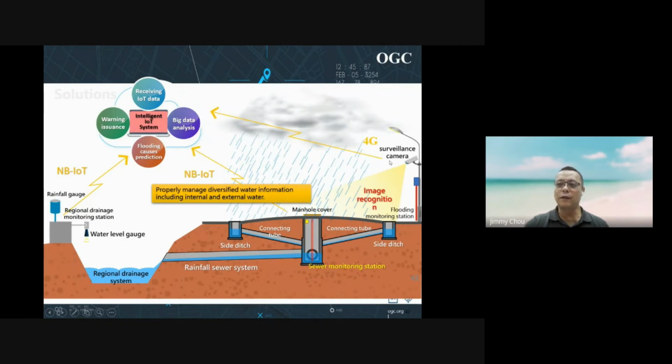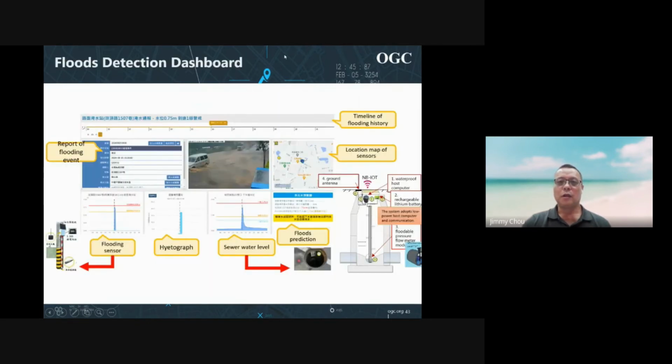And also we have the surveillance camera, and the camera will be able to make some kind of image recognition by telling if this place has been flooded or not. So we can do a lot of things. And we can use the forecasting by the Central Weather Bureau. They send out the forecasts. So we can be prepared. We can be scheduled. And also we can use this kind of detection dashboard.